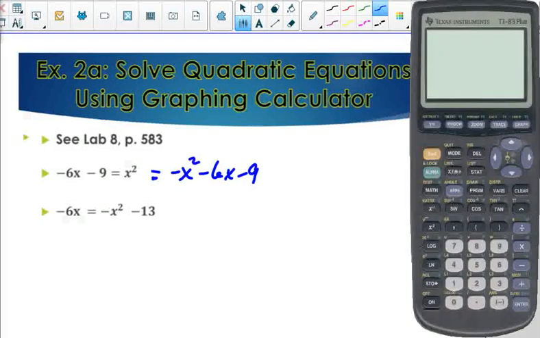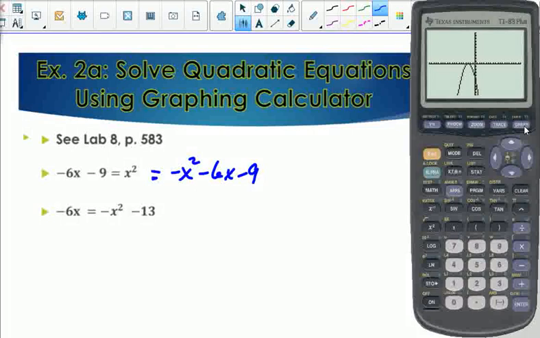Now I come over to my graphing calculator, turn it on, and I hit the y equals button. Just going to clear what I have here. Again, make sure plot 1, 2, and 3 are off so there's no black bar over them. And I need to put in this equation over here. So I have a negative x squared minus 6x minus 9. And if I were to graph that, there's where my parabola is going to be.